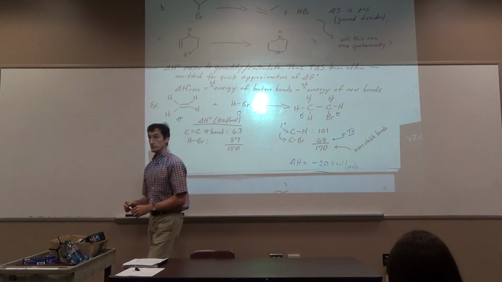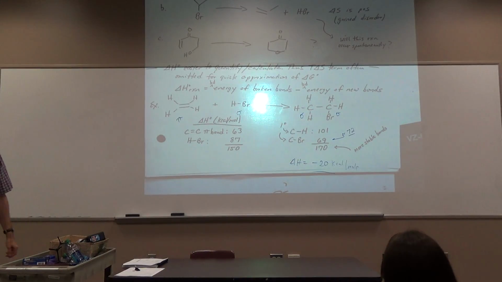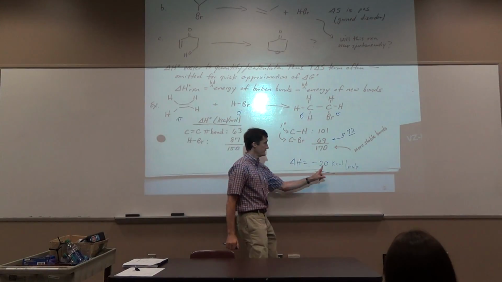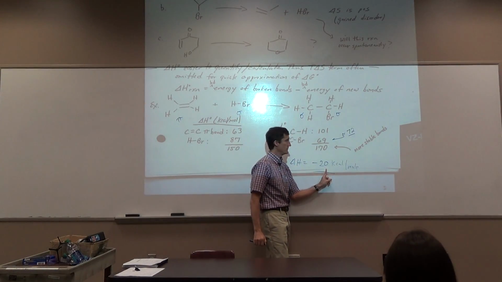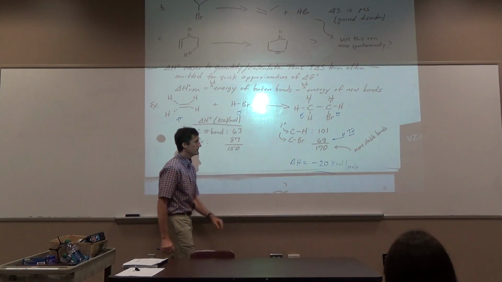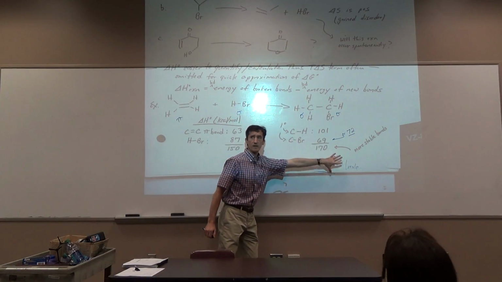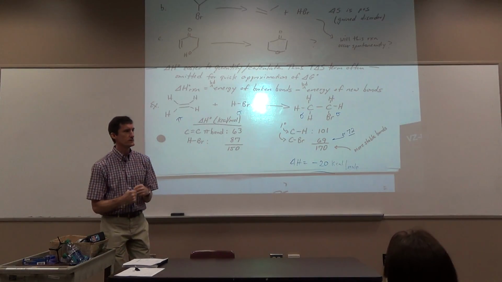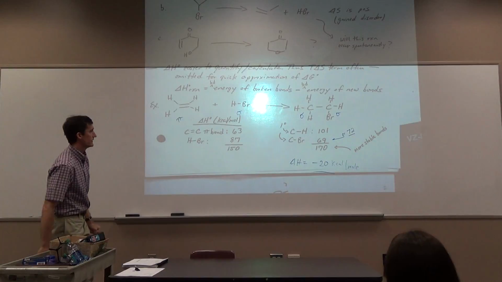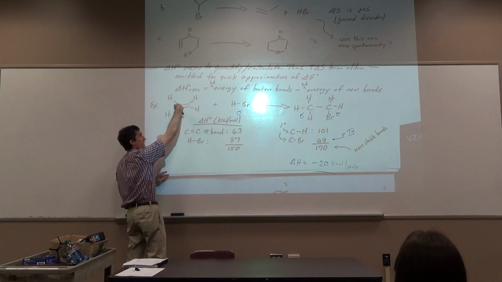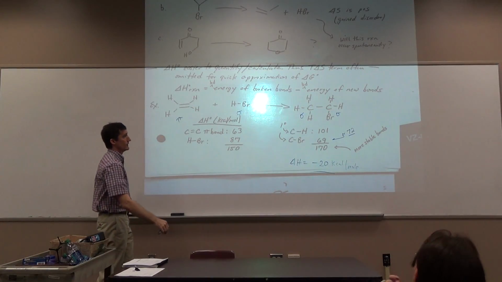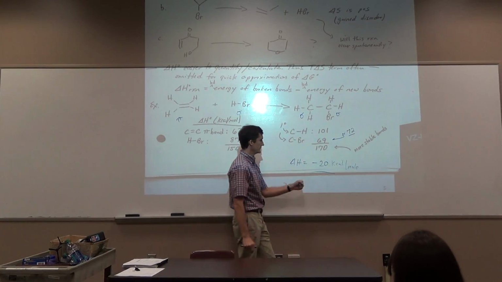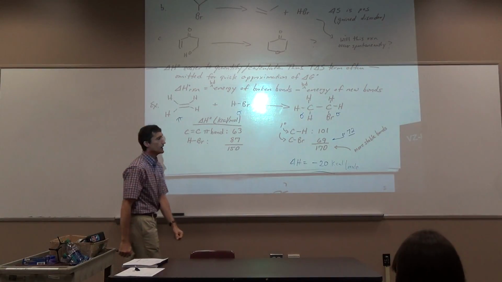Negative 20 means exothermic, but it means energy is released. Why is energy released? Because we form more stable bonds. Those bonds are more relaxed, they're more stable, they're lower in energy. This is a higher energy bond. When you form the lower energy bonds, you give off heat, you give off this much. The system loses this much. Okay.